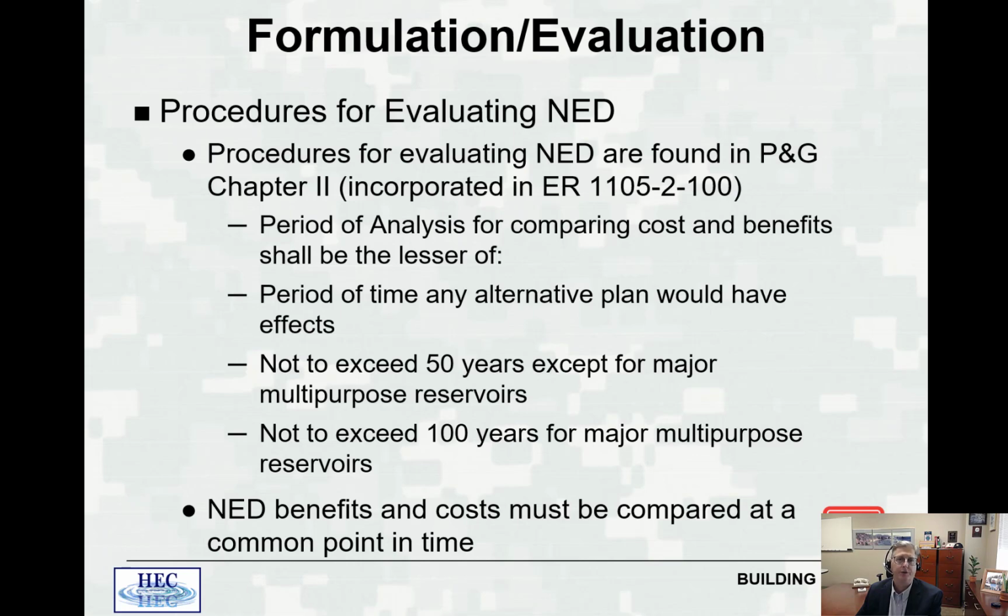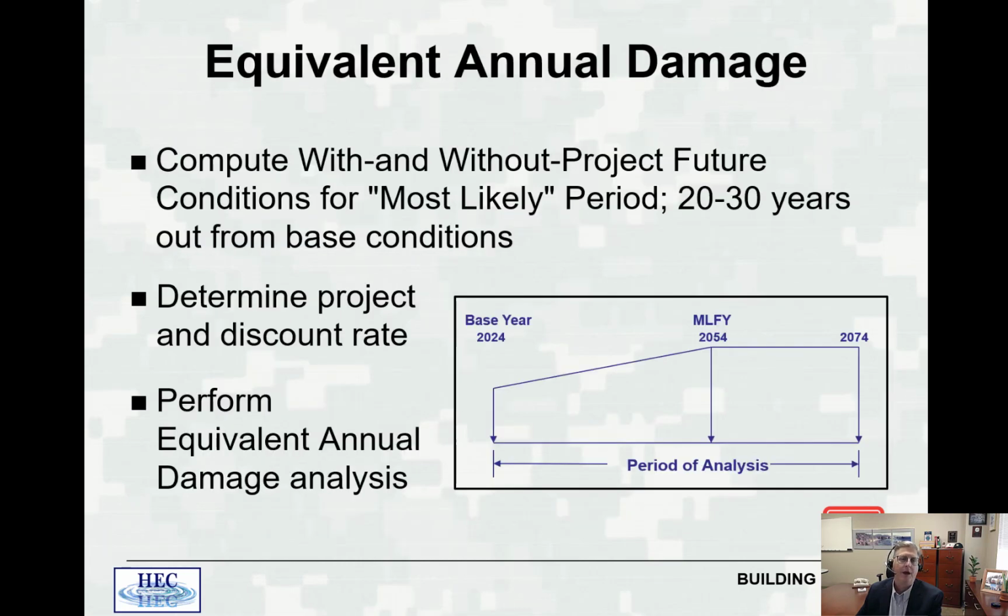So all your alternatives would have to be compared across that 50-year or 100-year time window. And NED benefits and costs must be compared at a common point in time. So what does that mean? So we've talked before about expected annual damages, but now we also have to talk about what are called equivalent annual damages. So you need to compute your with and without project future conditions for most likely period of time, a 20 or 30-year time window out from the base conditions. So what that means is that you are going to compute your expected annual damages for your base year.